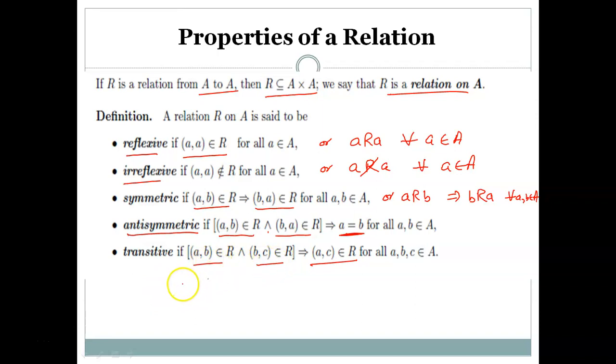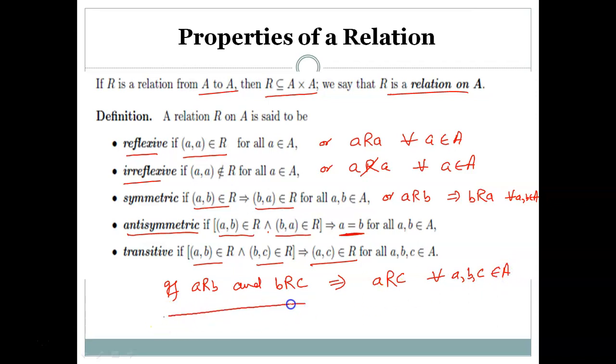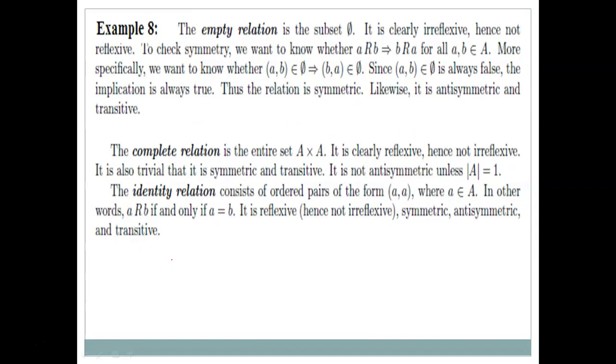In other words, this can be written as: if a is related to b and b is related to c implies a is related to c, for all a, b, c belonging to A. If this condition holds, then we say that R is a transitive relation. So these are the properties of the relation.